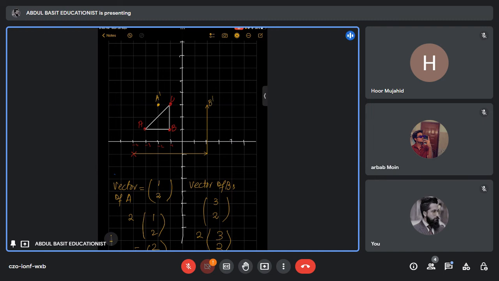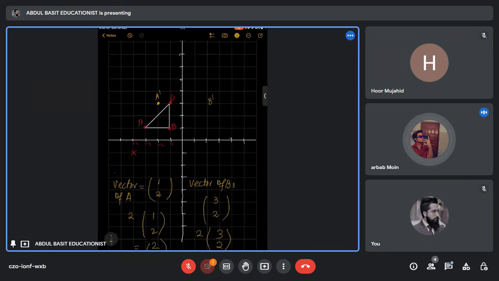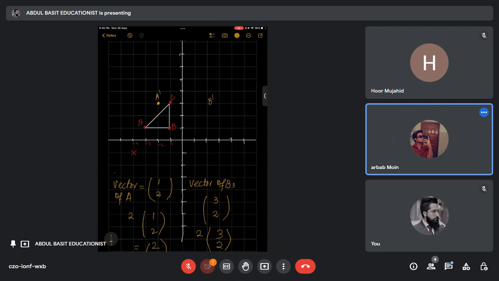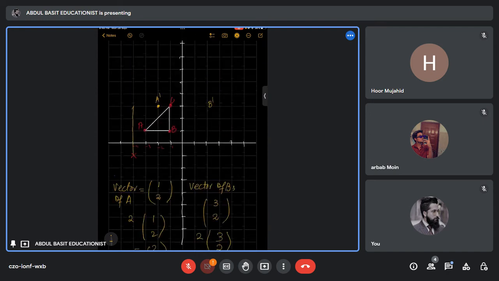Get it? Did everyone understand? Now I remove these lines. Arbab, now your turn. Can you please tell me what is the vector of C? Sir, it's 4 towards up from the center, and 3 towards right. Very good. So vector of C is 4 up and 3 right. We can see clearly we have to go 4 blocks up and then take 3 blocks towards right. So this is the vector.